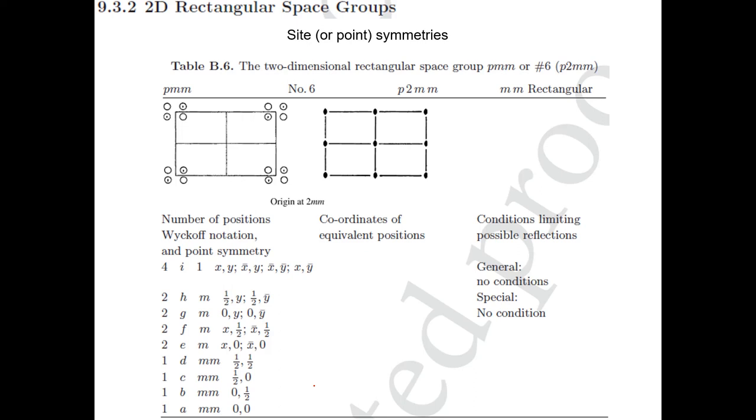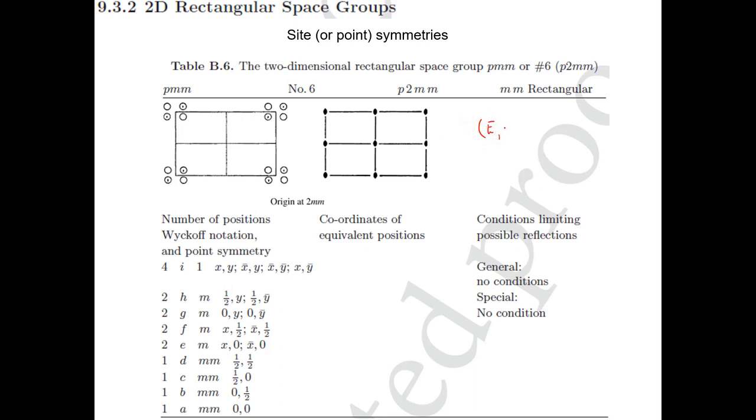For rectangular space groups, this is one possibility. The 2D rectangular group number 6, okay? It's a P2MM. P2MM means that the full symmetry of the group is C2V. Okay, so you have the symmetry operations that you have is the identity.